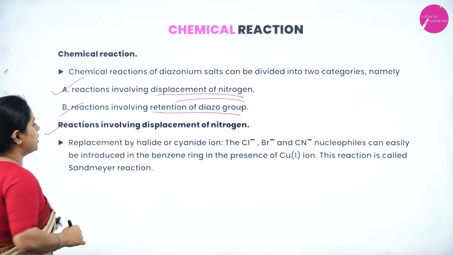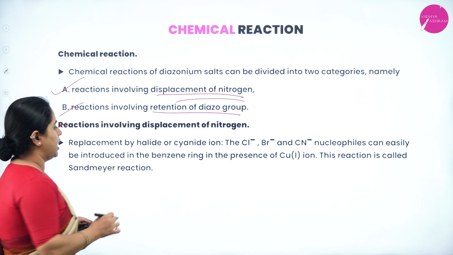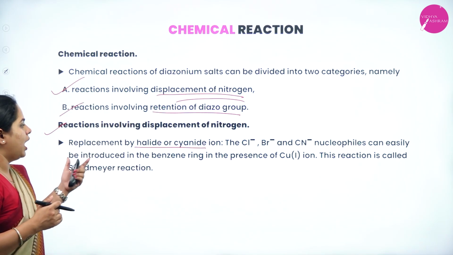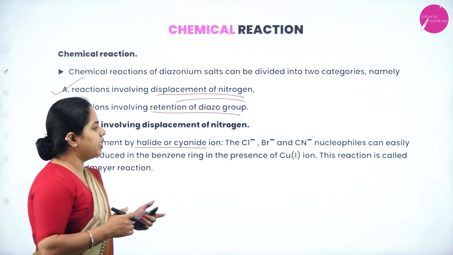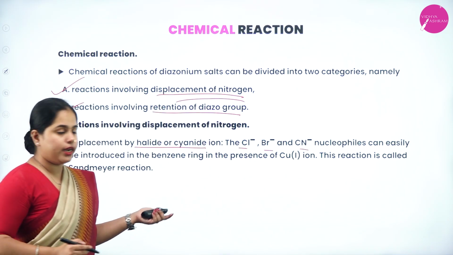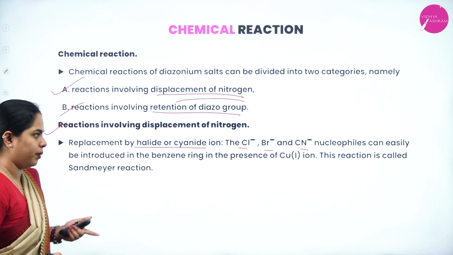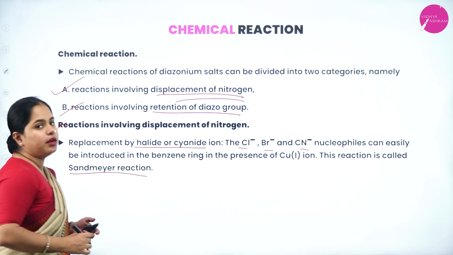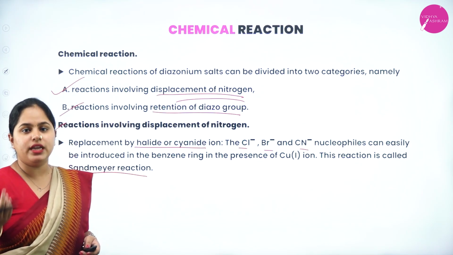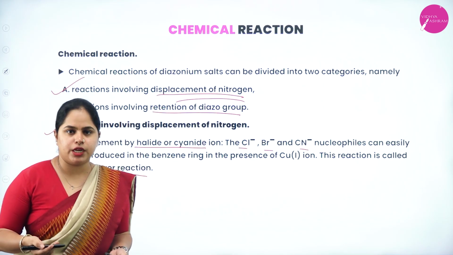So first let us begin with the reactions involving displacement of nitrogen. So the replacement by halide or cyanide ion. Okay. So in place of nitrogen, what is going to get replaced? Halide or cyanide ion. The Cl-, Br- and CN-, that is chloride ion, bromide ion or cyanide ion nucleophiles can easily be introduced in the benzene ring in the presence of copper ion. This reaction is called the Sandmeyer reaction. So it's a name reaction, wherein the nitrogen is going to be displaced or removed as nitrogen gas and the halogen or the cyanide ion is going to be introduced.